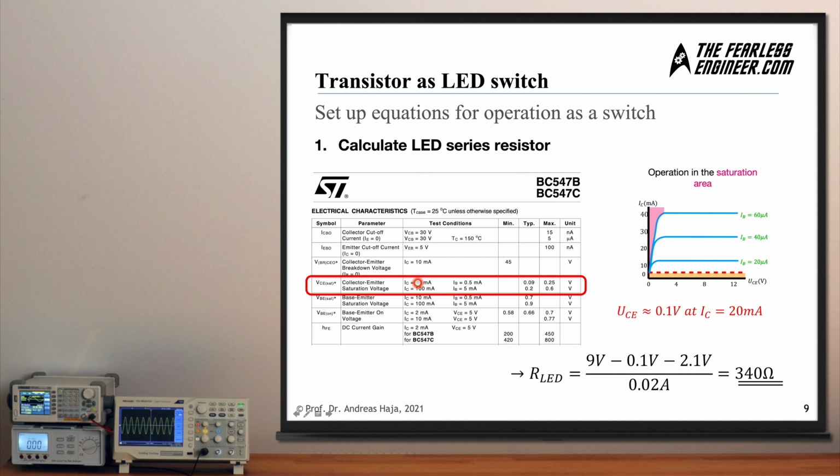And for a base current of 0.5 milliamps, we have a current flow in the collector-emitter path of 10 milliamps. And the typical voltage on the collector-emitter path is 0.09 volts. This is the level we can see here. And as we need 20 milliamps, we can extrapolate, which gives us approximately 0.1 volts for a collector current flow of 20 milliamps.